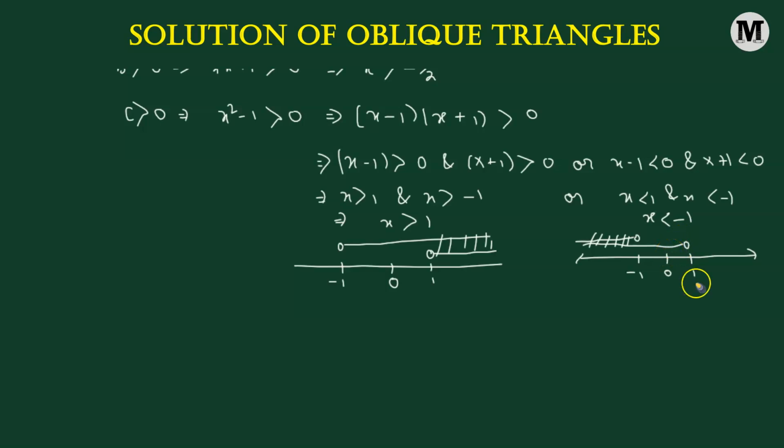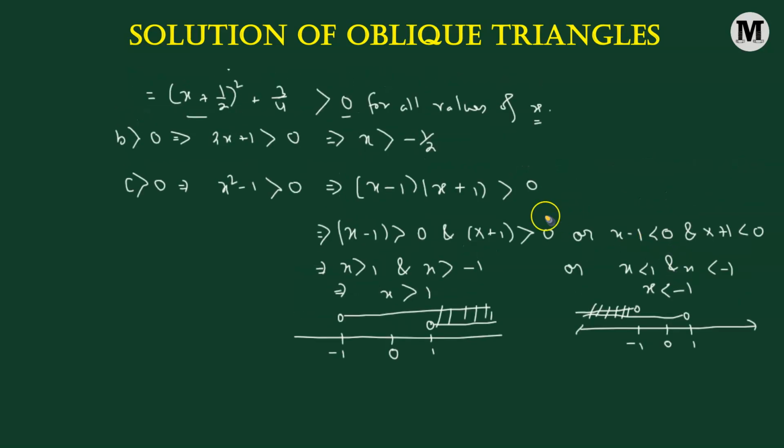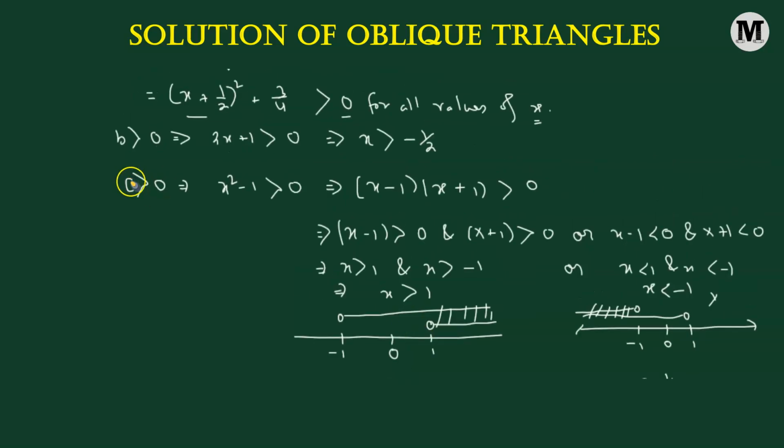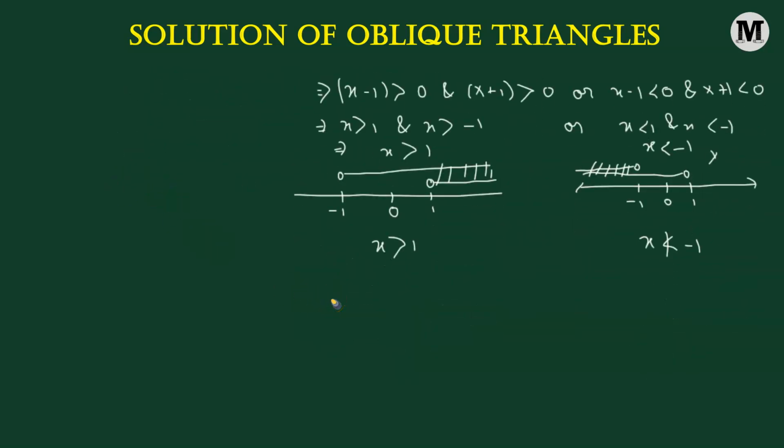But we cannot consider this case. This cannot be true. x cannot be less than negative 1 because we have already established that x is going to be greater than negative 1. So we cannot consider this case that x is less than negative 1. So here we will say that x cannot be less than negative 1. The only possibility is that x has to be greater than 1. So for the case c greater than 0, for c to be greater than 0, it must be true that x has to be greater than 1.